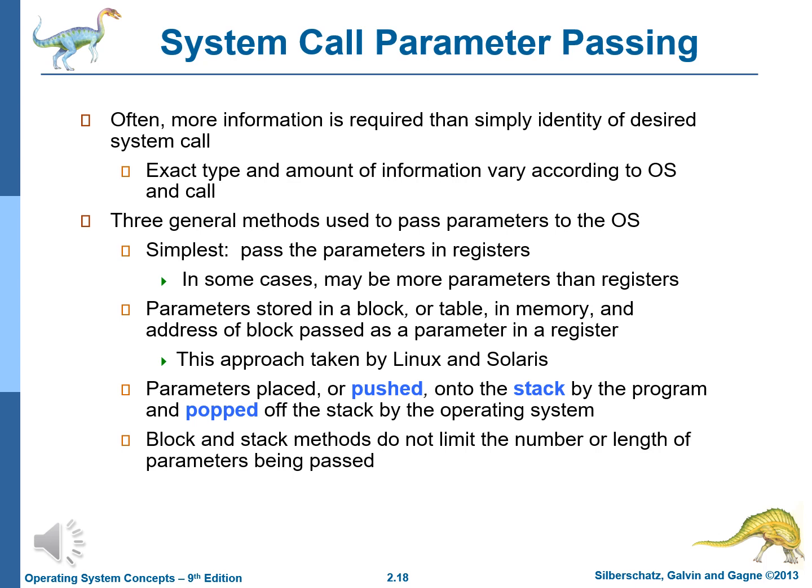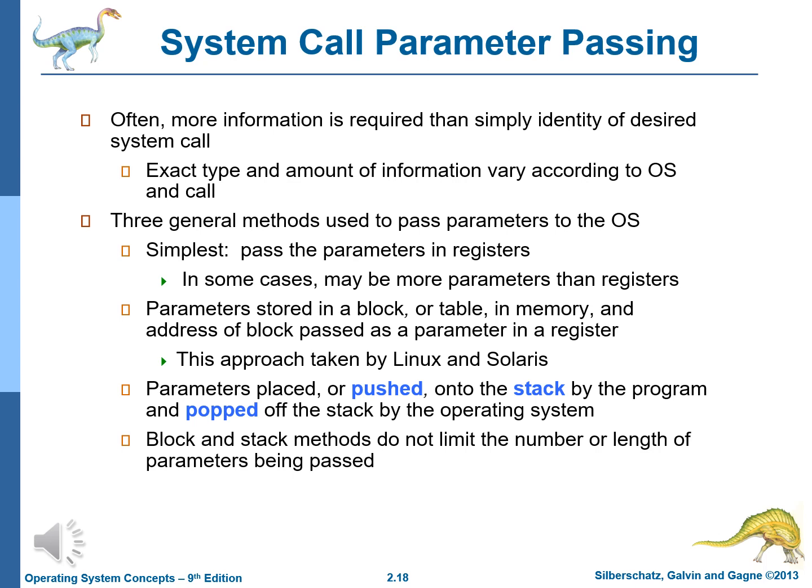Three general methods are used to pass parameters in the operating system. The simplest approach is to pass the parameters in registers. In some cases, however, there may be more parameters than registers. In these cases, the parameters are generally stored in a block or table in memory, and the address of the block is passed as a parameter in a register. This is the approach taken by Linux and Solaris.